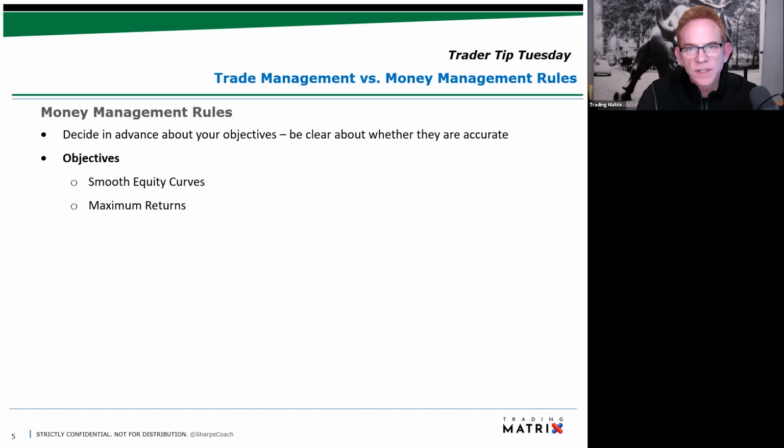Now, if you ever had a conversation with Van, the first thing he would always say to you is, you need to be clear about what are your objectives. Most traders have no idea what their objectives are. They just say, well, I want to make money. What's the problem? That's my objective. That's not enough. The more clear we are about our objectives, the more we can then create money management strategies to meet them. This is what he would say.